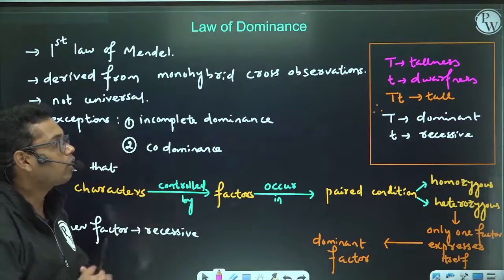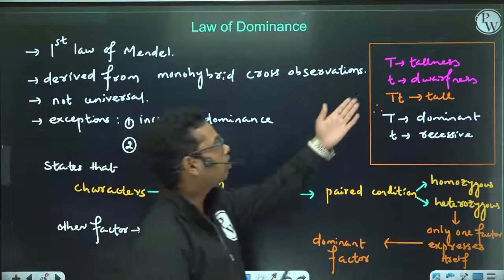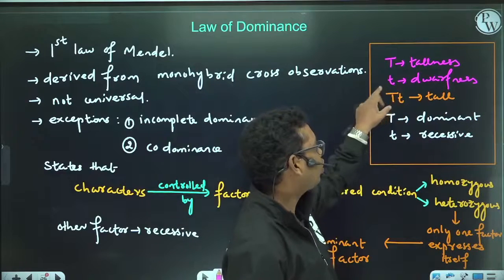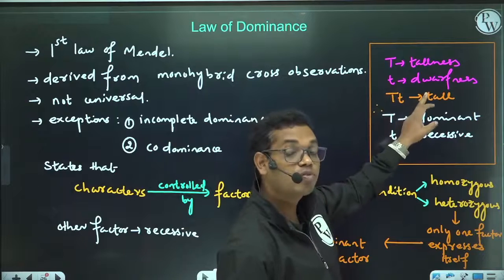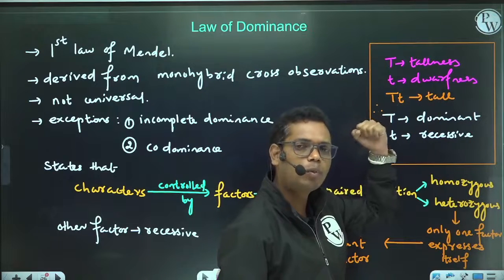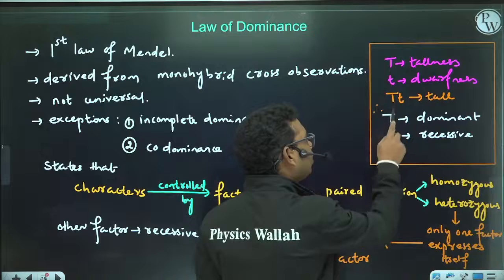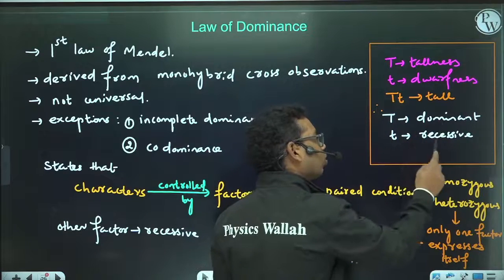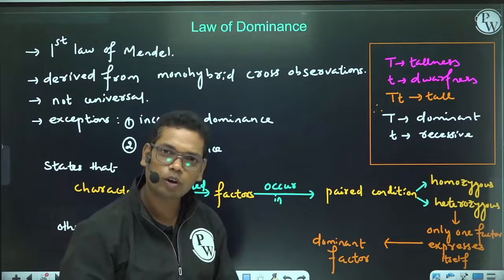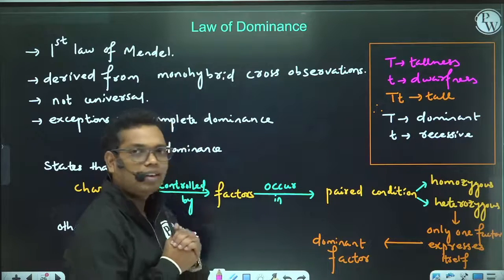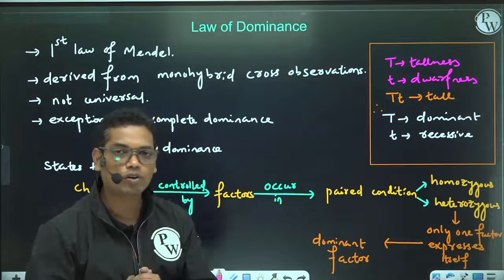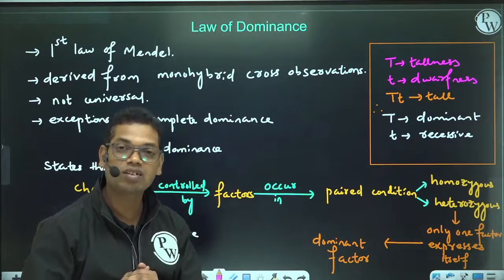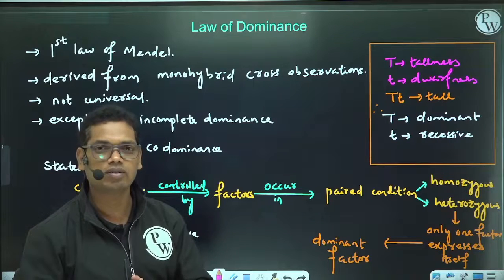Okay, and you can see capital T is responsible for tallness, small t is responsible for dwarfness, and the genotype capital T small t is responsible for producing the phenotype tall, the dominant phenotype. That means here the capital T is expressing itself, whereas small t is not expressing. That is why capital T is dominant, small t is recessive. Okay, fine. And in case of monohybrid cross, the F2 phenotypic ratio is 3:1, and this is due to law of dominance.